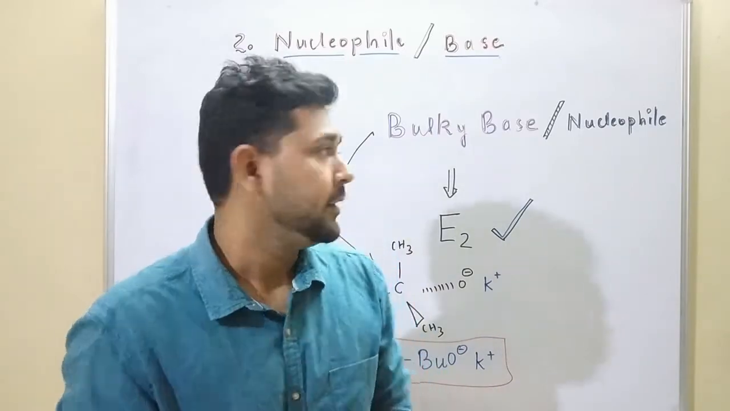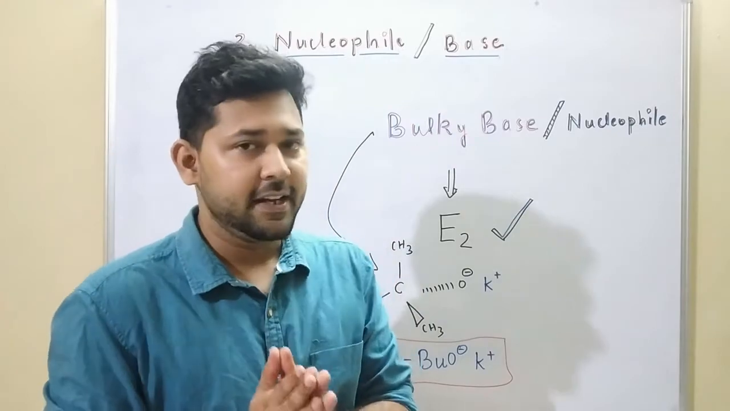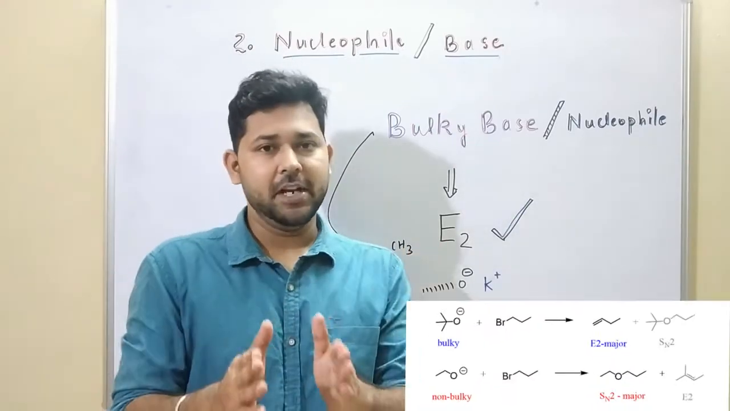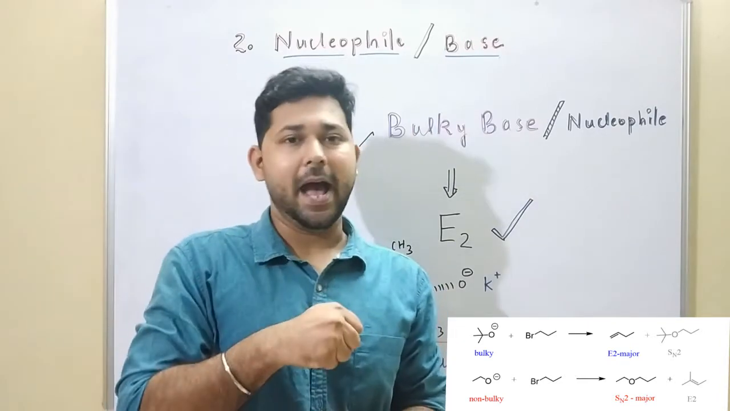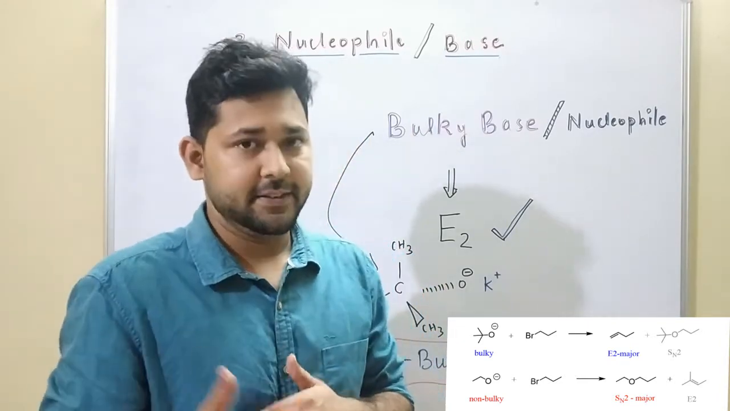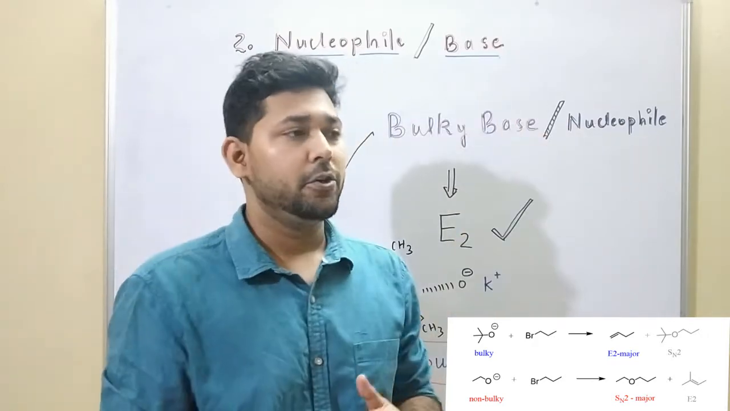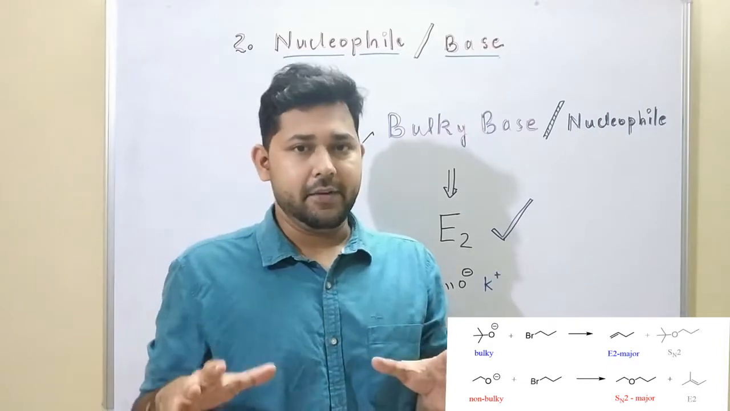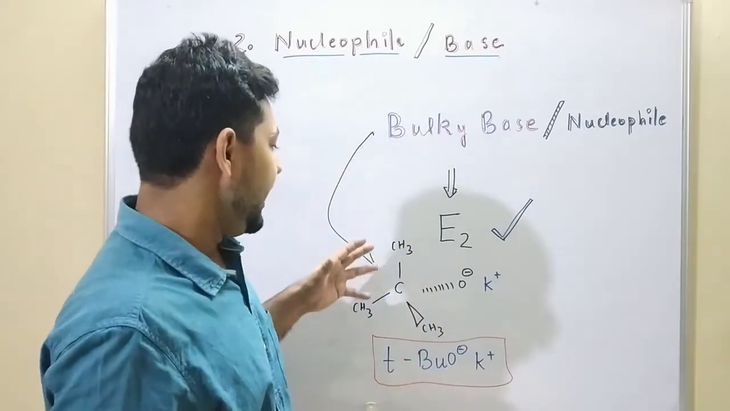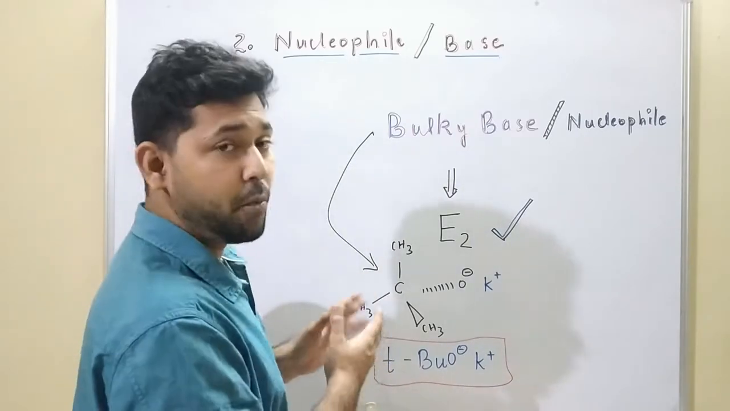The reason is that if you are taking a bulky base, then the E2 mechanism will be preferred because it is easy to take the small hydrogen and act as a base, rather than acting as a nucleophile to attack an electrophile, where there would be some steric hindrance. So the example of a bulky base is the most important one.